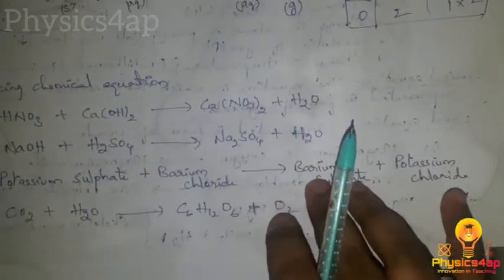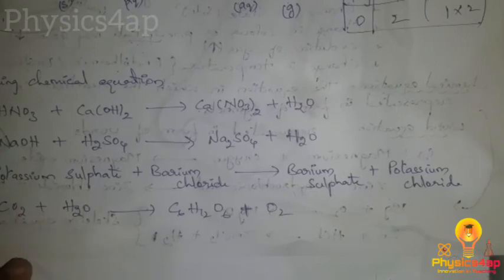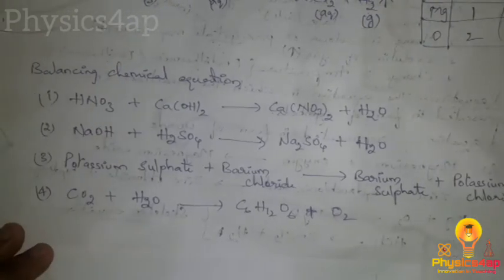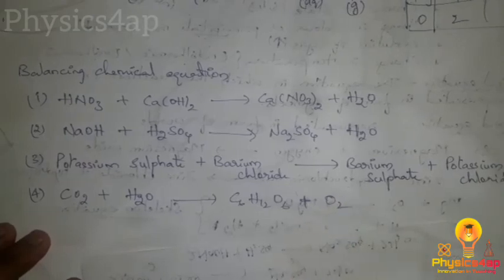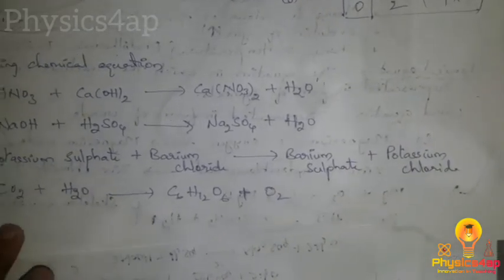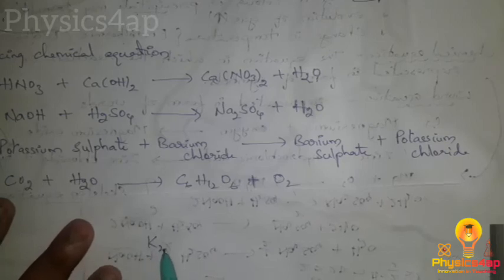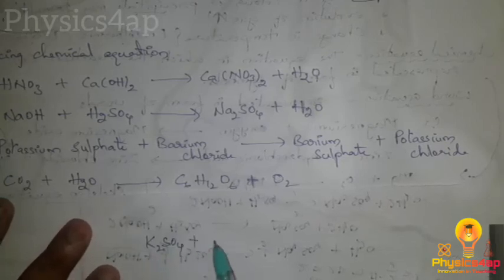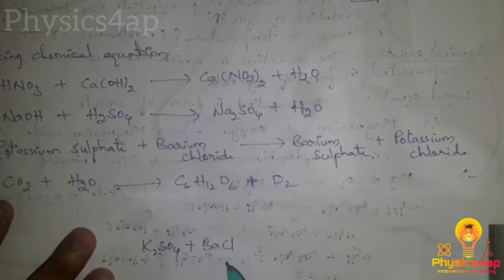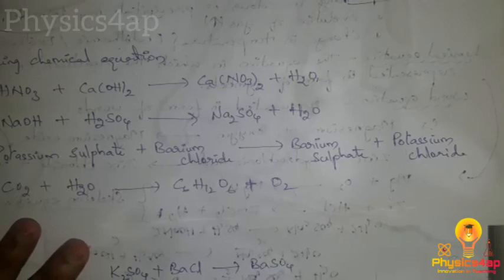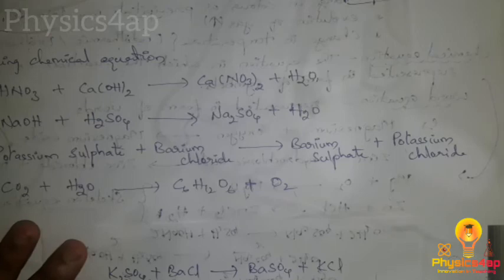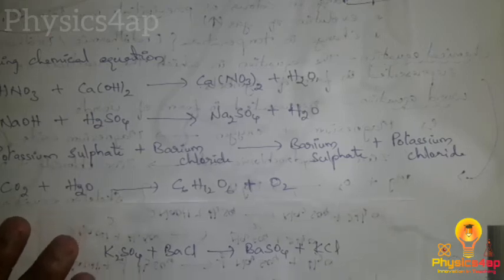And here we have another equation which is potassium sulfate and barium chloride. So I am giving you the basic equation: potassium sulfate, that is K2SO4, plus barium chloride, BaCl2, gives rise to barium sulfate, BaSO4, plus KCl. So I have given you the equation, so you can solve it.